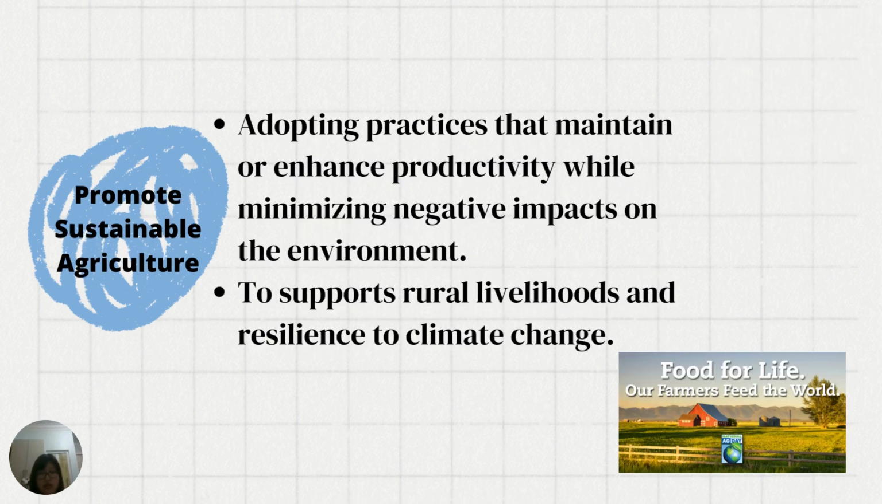Next, one of the aspects is to promote sustainable agriculture. It means adopting practices that maintain or enhance productivity while minimizing negative impacts on the environment. For example, as I mentioned just now, organic foods involve investigating ways of farming to minimize the impact on the environment. It also wants to support rural livelihoods and resilience to climate change.